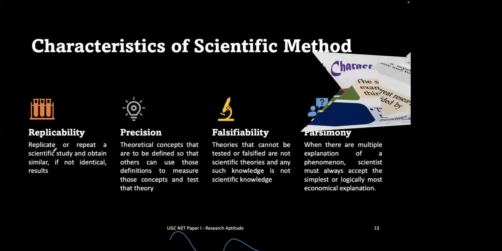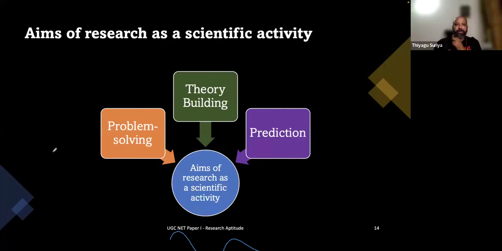I already gave this example. Now, the aims of research as a scientific activity. Basically there are three kinds of research aims. One is that we need to find the problem. You have the problem, and we need to solve the problem. The second one, we need to find the theory. We need to generate a theory, or develop a theory. And the third one is prediction.